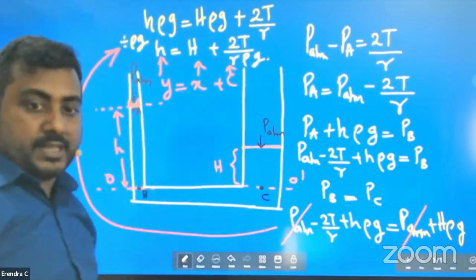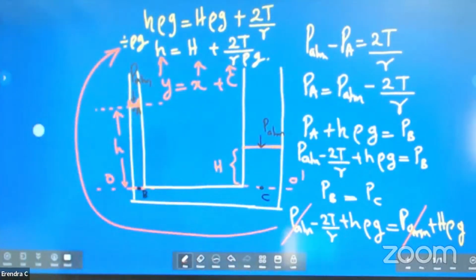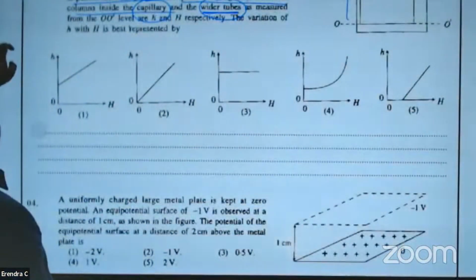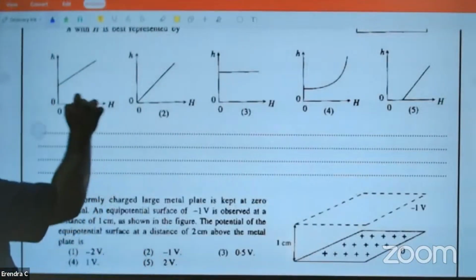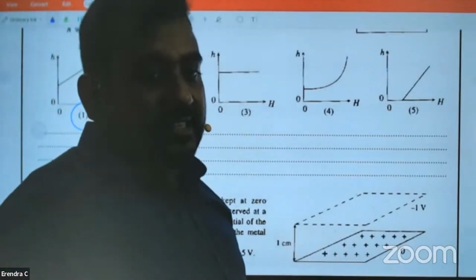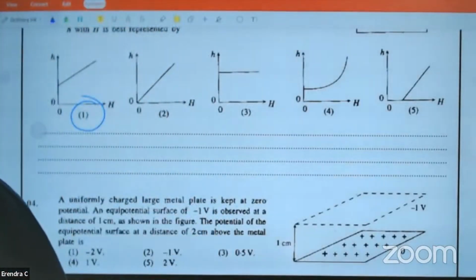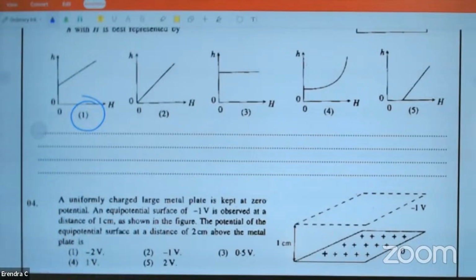There you go. If you want, you can take the photo. These are the workings. Right? Once you get this, then directly from here you can go. What is y is equal to mx plus c? Only one answer. Answer number 1. Okay, now? There you go.